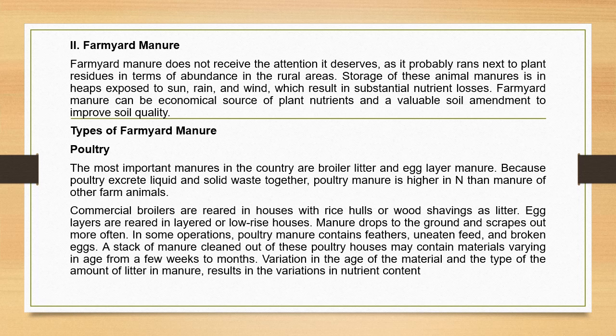Manure drops to the ground and is scraped out more often. In some operations, poultry manure contains feeders, uneaten feed, and broken eggs. A stack of manure cleaned out of this poultry house may contain materials varying in age from a few weeks to months. Variation in the age of the material and the amount of litter in the manure results in variation in nutrient content.